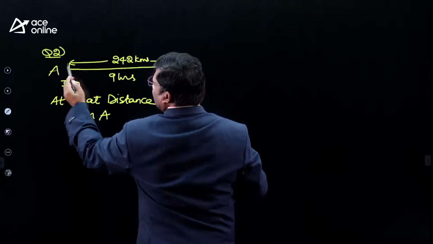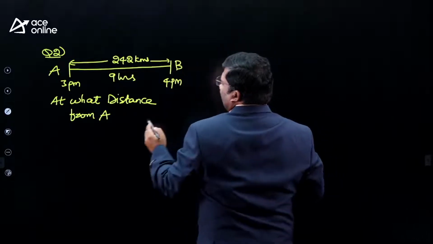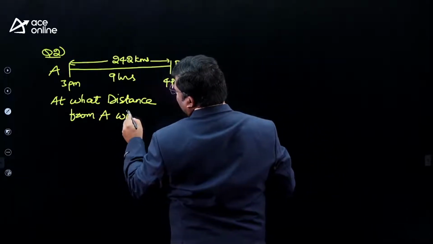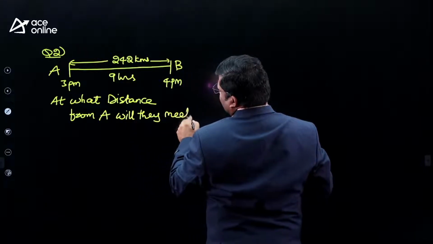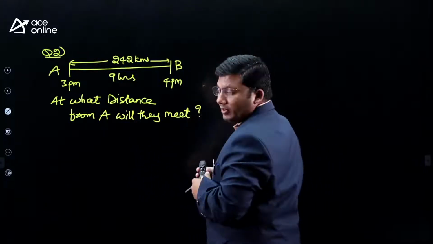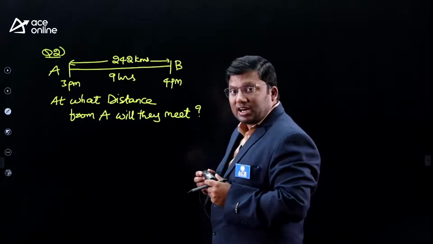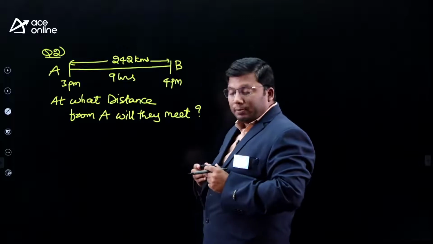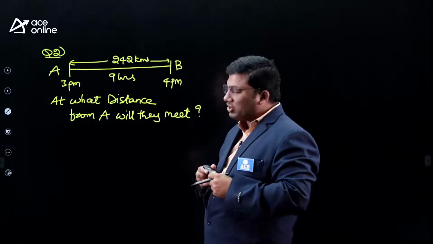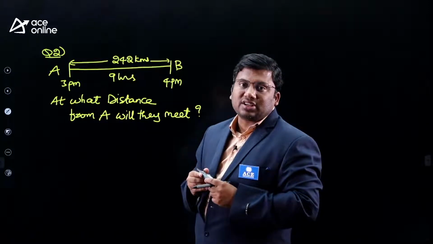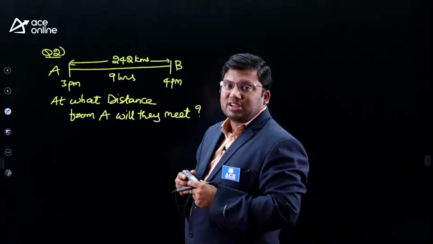Let this station be A. Let this station be B. At what distance from A will they meet? At station A at 3 p.m., a train is starting. At station B at 4 p.m., another train is starting. The gap between station A and station B is 242 kilometers. Total traveling time is 9 hours.